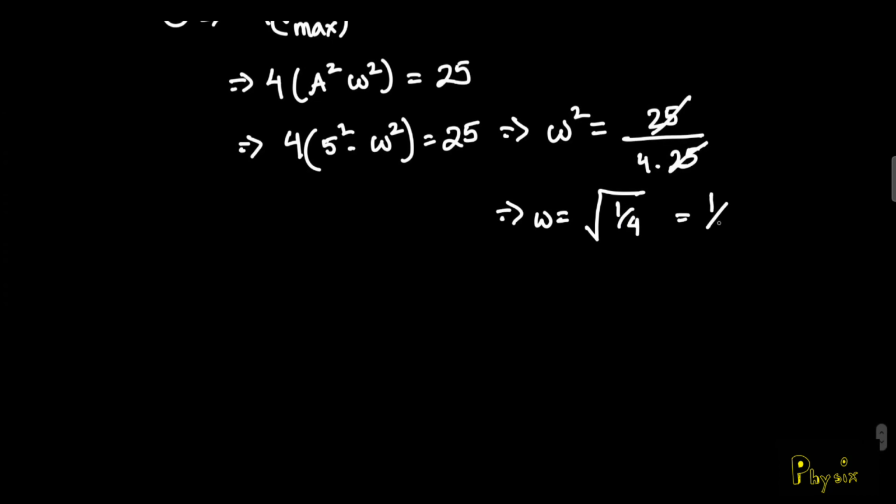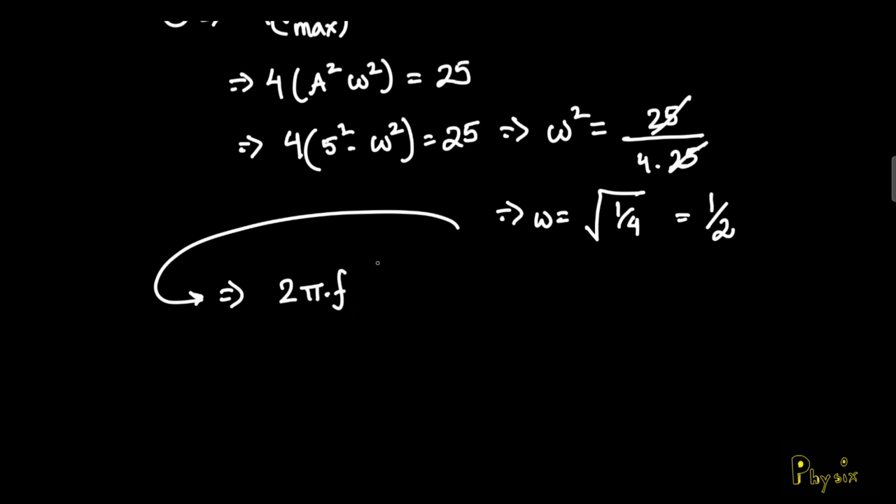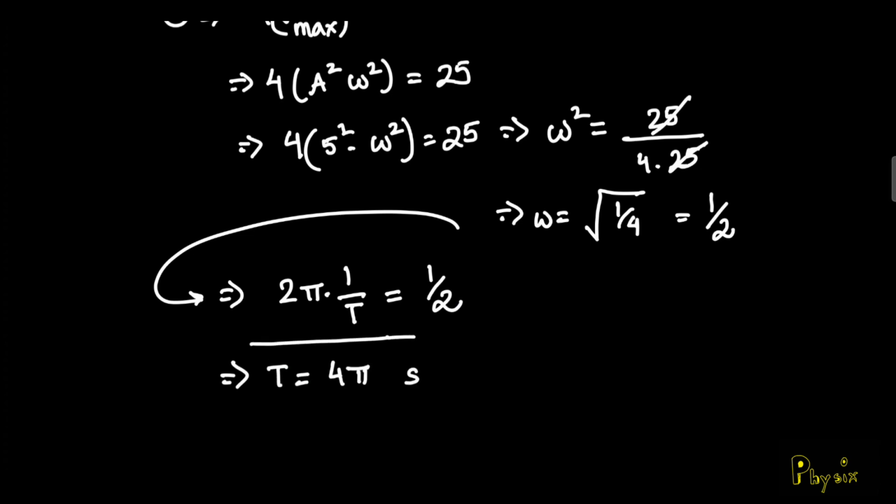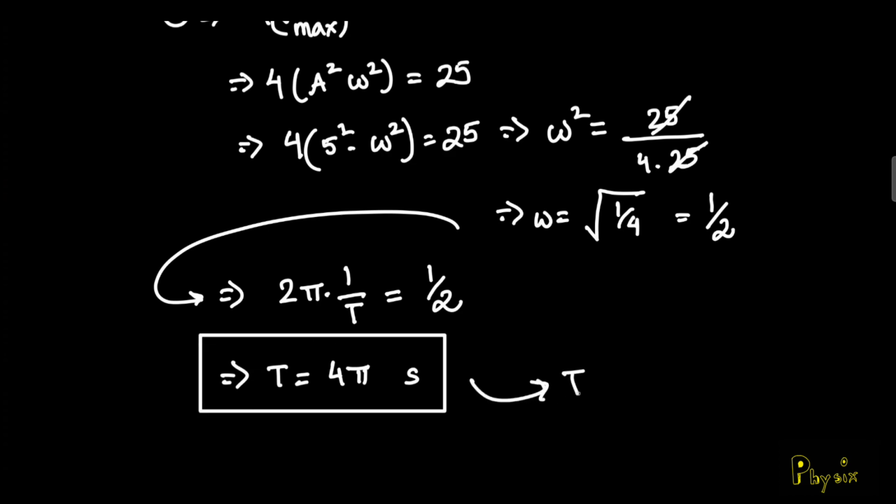That is 1/2. We also know that ω is 2π times f, but this f can also be written as 1 over the time period. We solve for T, and we get that T is basically 4π seconds. This is the time period of the given particle in simple harmonic motion. Well, that's all.